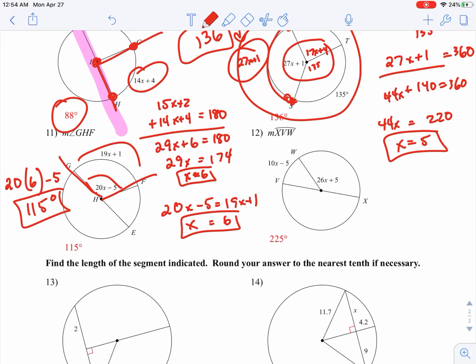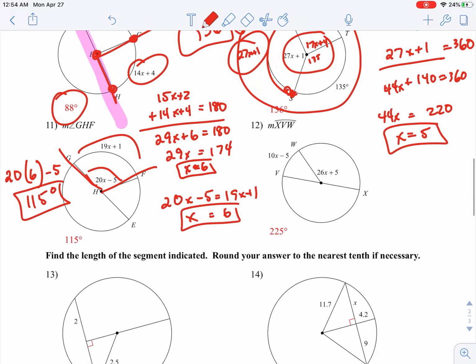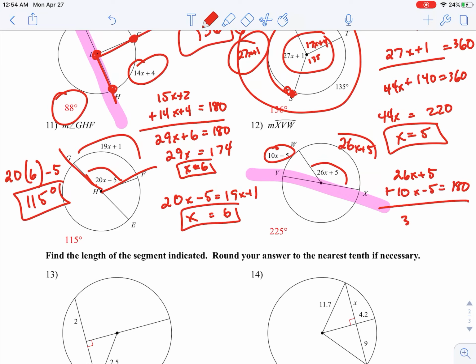All right, now this one gets a little bit creative. So this is an arc and this is an angle. So you want them both to look the same. So I'm going to make that an arc. Now I got an arc and an arc, and what do I got? I got a 180. So 26x plus 5 plus 10x minus 5 equals 180. 36x, that cancels out, equals 180. X equals 5.